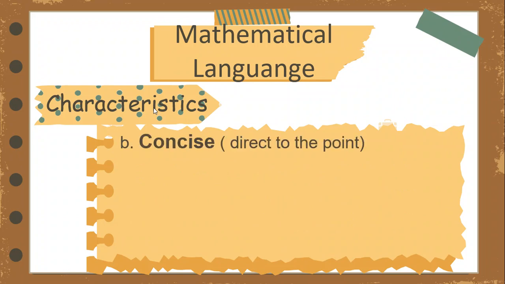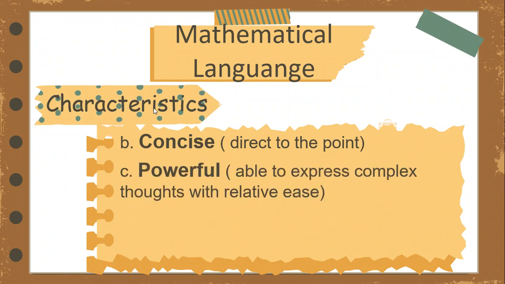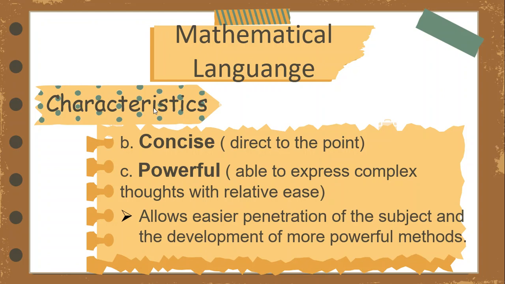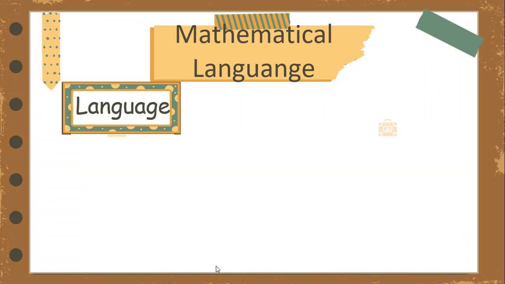Next, concise is direct to the point. Concise is able to say things briefly. Next is powerful, able to express complex thoughts with relative ease. It allows easier penetration of the subject and the development of more powerful methods. So let's go to the next slide.